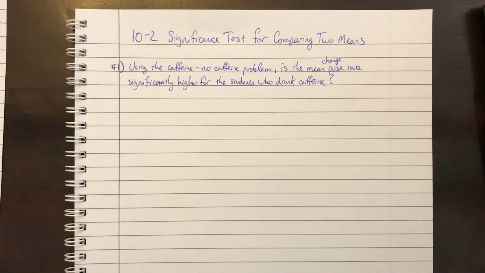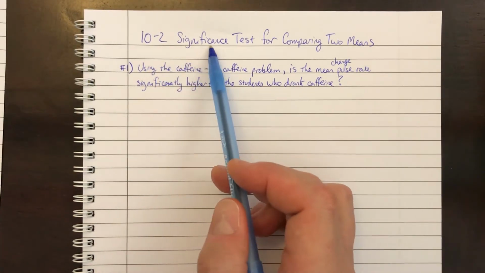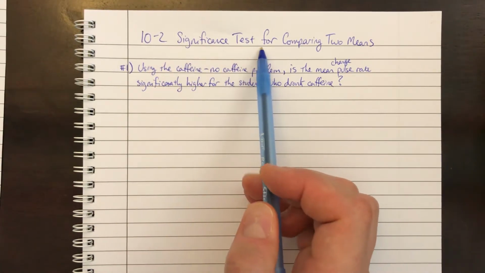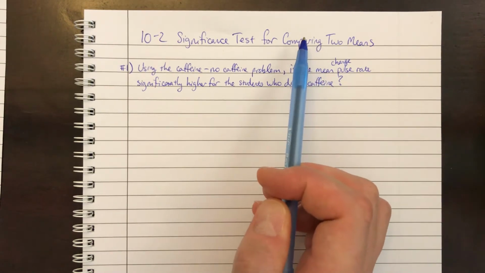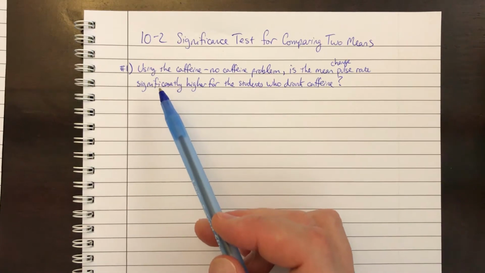Okay, so we're back here for part 4. Now, still section 10-2, but now we're going to talk about a significance test for comparing two means. We just did the confidence intervals. We're going to use the same problem that we just did.